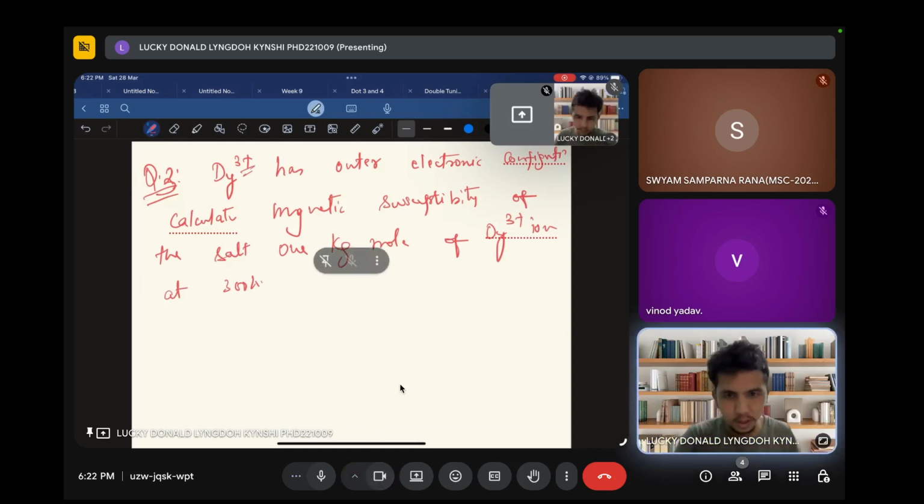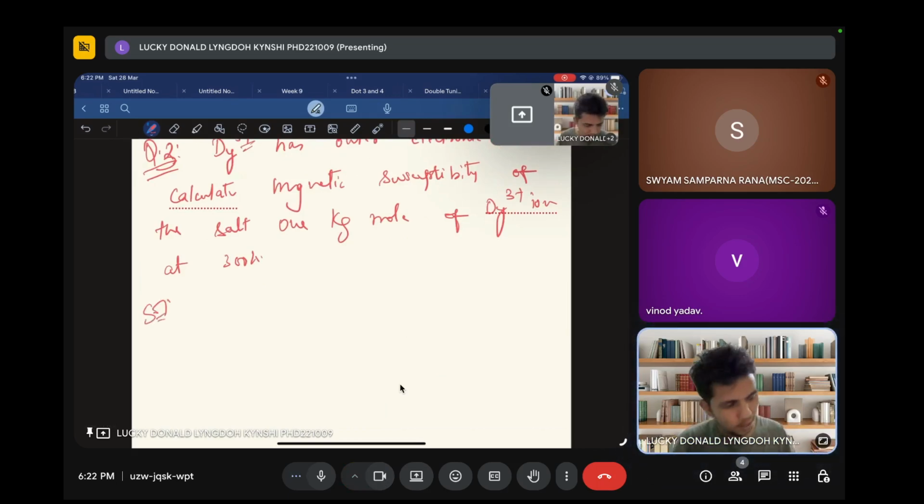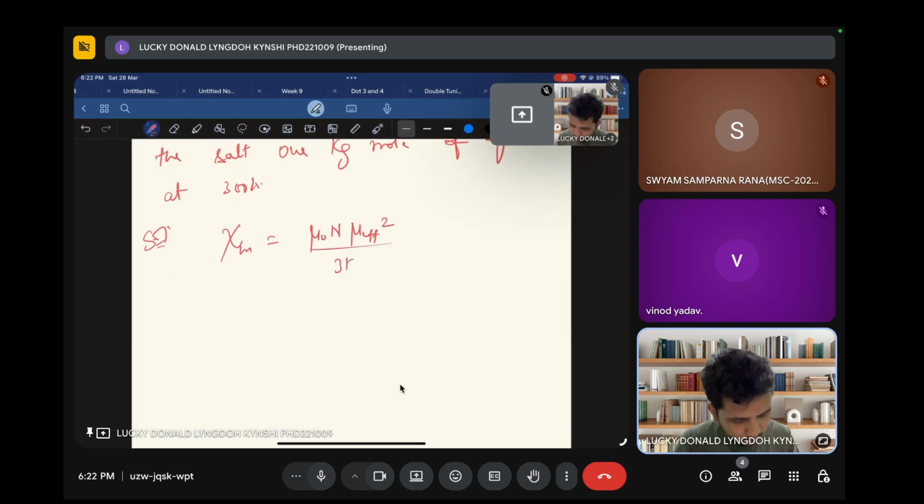Yeah, okay. So how do we solve this paramagnetic? Let me just give you the formula. For your paramagnetic, chi_m is equal to mu naught n mu effective square by 3 k_B T. This is the formula for the magnetic susceptibility of paramagnetic ions.